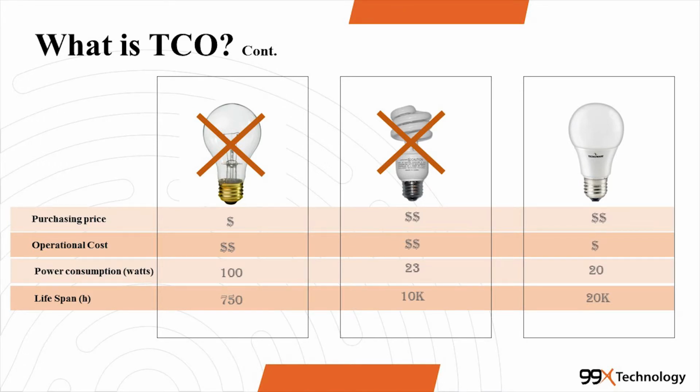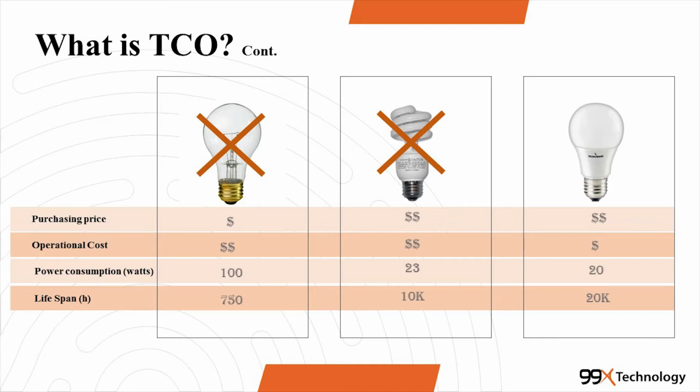So operational cost wise, this first version of light, the filament bulb, is higher than the other lights, and the CFL bulb is more reliable but higher than the filament bulb. But when it comes to the LED light, it is the lowest TCO light for us. When we come to power consumption, this first one takes the largest amount of power. When we come to the lifespan, this is the lowest one.